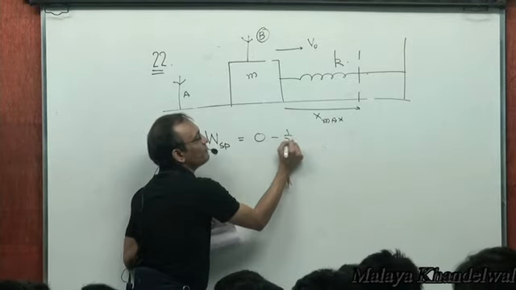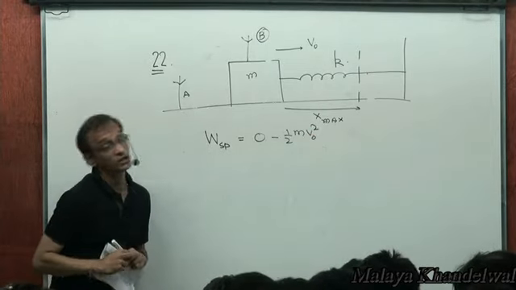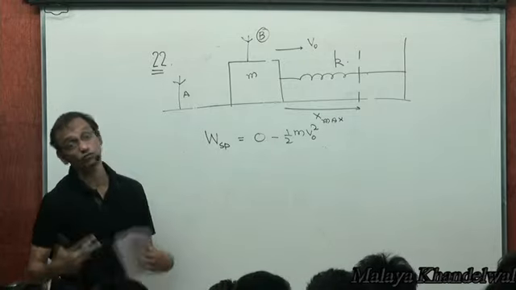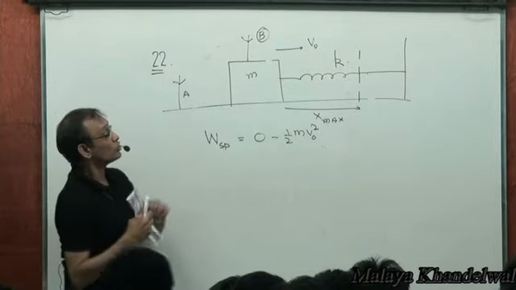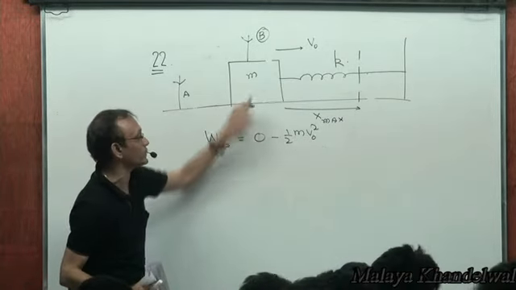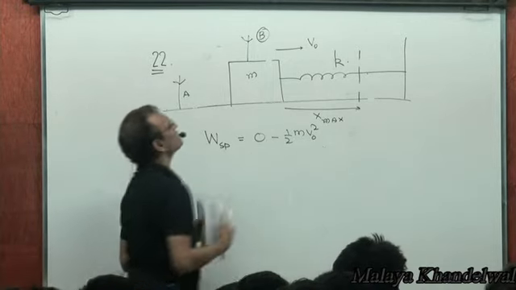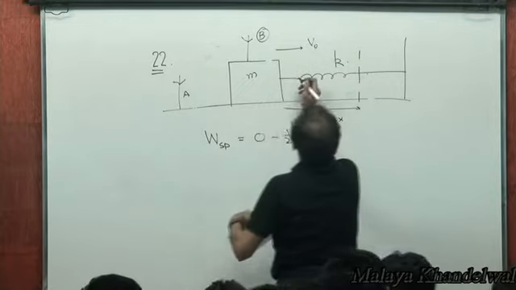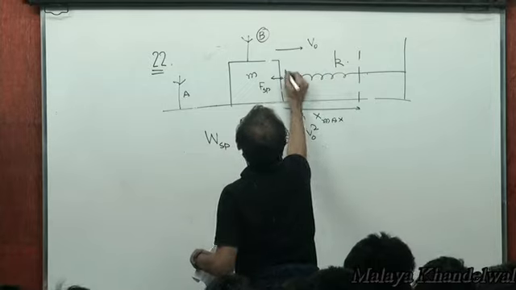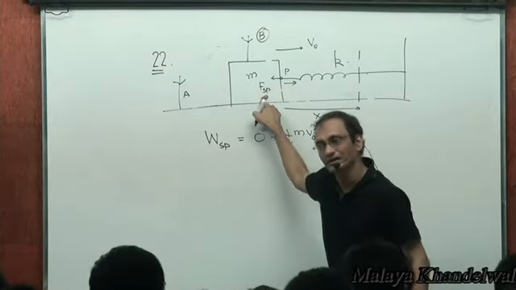So 0 minus half mv0 squared must have been the work done by the spring force. Work done by all forces put together would be change of kinetic energy. So final kinetic energy is 0 minus initial kinetic energy, half mv0 squared. So work done by the spring force is negative, and you can see that because while the spring gets compressed, the spring force acts to the left, whereas this point P moves to the right. So naturally the work done by the spring force ought to have been negative.